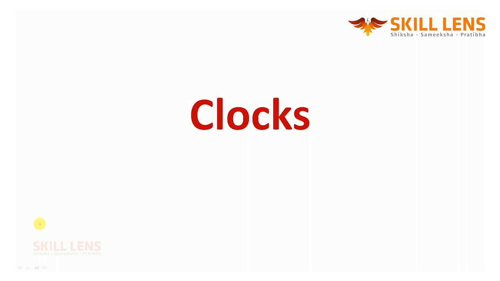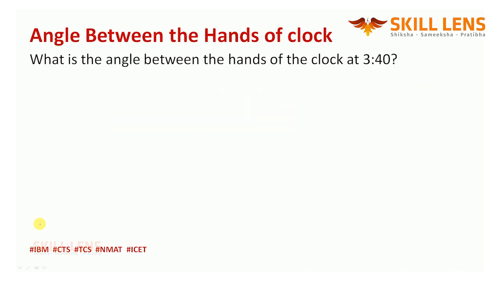Hi. In this lecture, we will try to solve a few examples on the concept of clocks. Try to understand this question. You need to figure out the angle between the hands of a clock when the time is given. What is the angle between the hands of a clock when the time is 3:40? What do you need to observe?